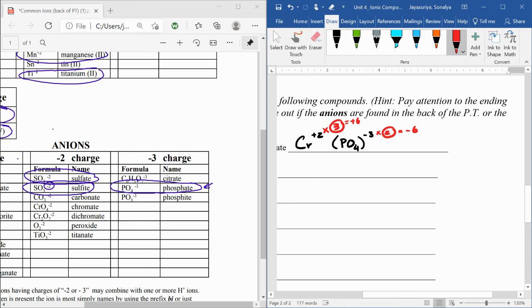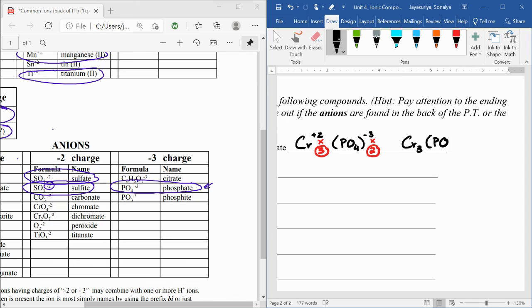Okay, now the numbers inside the circles, those are our actual subscripts. So I was actually thinking of writing this slightly differently. So 2 times 3, see, now it looks like a subscript, and 3 times 2, those are your subscripts, which means your formula is Cr3(PO4)2. That's your actual answer for this compound.